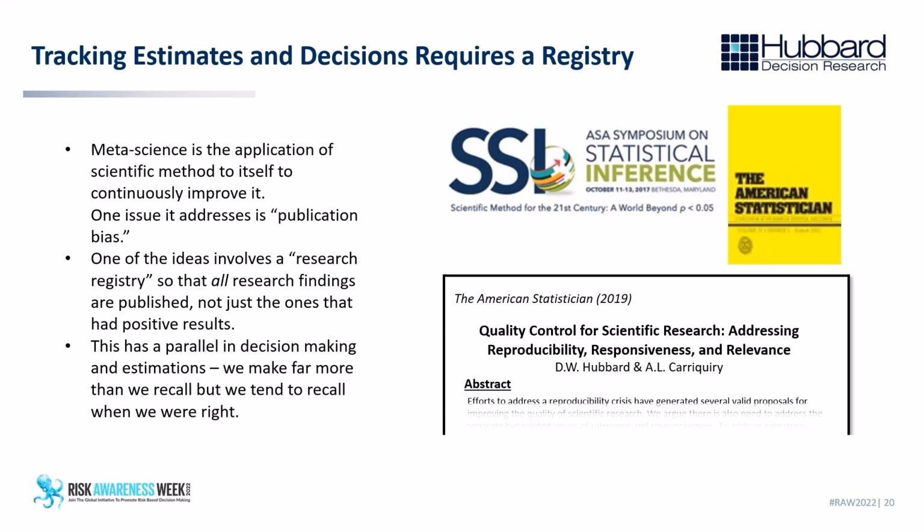But there is an equivalent to publication bias in decision making. That's where you only recall some of the estimates and some of the decisions that you ever made. So how do we combat that? Really, with the same method. We have to register our estimates and decisions a little bit more systematically.